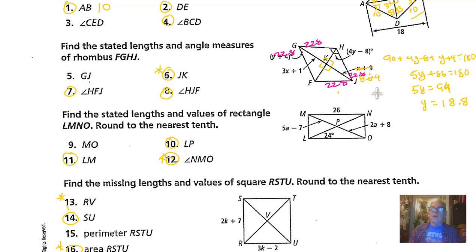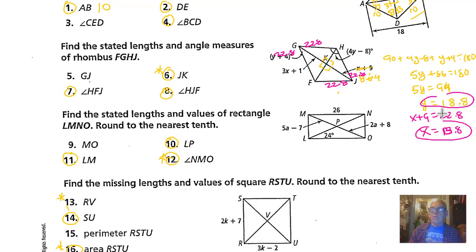Now we can also find out what x plus 9 is, because x plus 9 has to be 22.8. Take away 9 from both sides, x is going to be 13.8. So x is 13.8, y is 18.8. And we found these angles. Now over here, we got to find these angles. All these angles are going to be congruent.